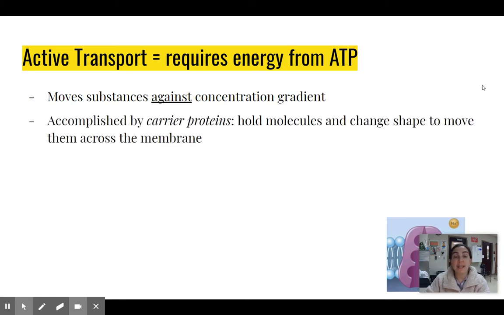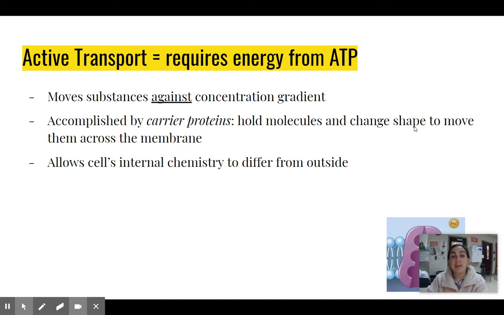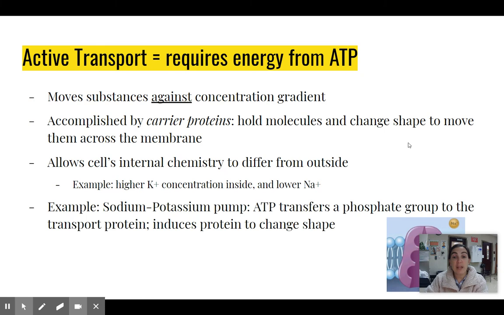This is accomplished by things called carrier proteins that can hold on to molecules and change shape to push those molecules across the membrane. And it's that shape change that really requires energy here. This allows the inside and outside of the membrane to have different chemistry. And you'll see with neurons why this is so important in just a minute. One of the important carrier proteins that functions a lot in the nervous system is called the sodium-potassium pump.